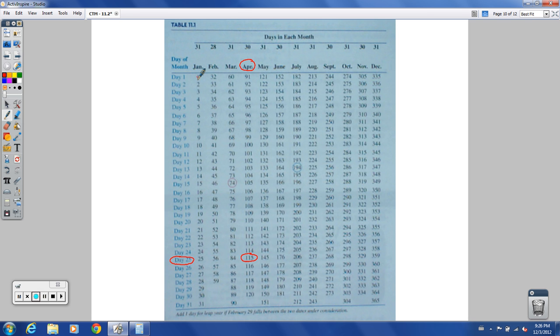So January 1st is day 1. Go through that, you've got 31 days. Notice it does say add 1 day for a leap year if February 29 falls between the two dates under consideration. So if you're talking about a loan that goes through February during a leap year and through that February 28, 29 range, then you would have to include an extra day. This would become day 61, day 62, day 63, and so on instead. But we're going to consider this to not be a leap year most of the time here.